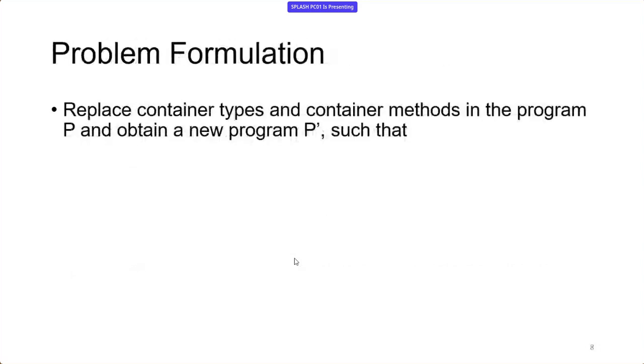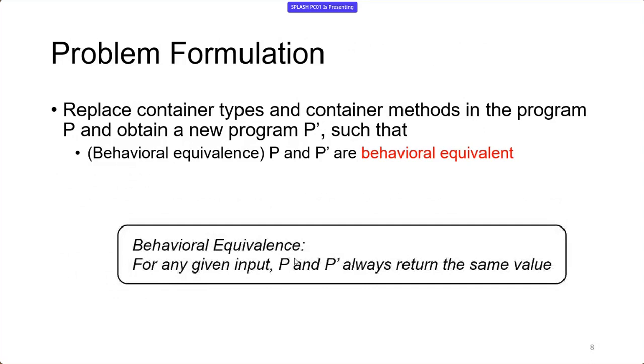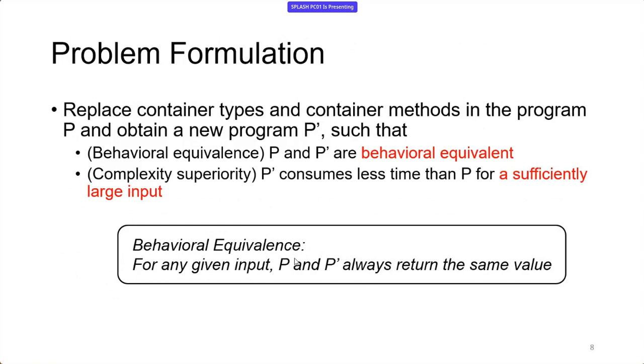So in our work, we want to make sure that the new program and the original program satisfy two important constraints. The first one is behavior equivalence, which means that the new program and the original program should return the same value for a given input. Here we only consider the input-output relationship and ignore other behaviors of the program. Secondly, we expect the new program to consume less time than the original one for sufficiently large input, and we call it complexity superiority.